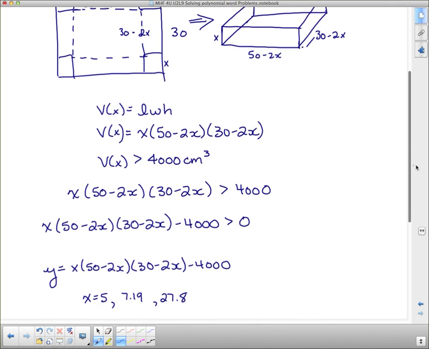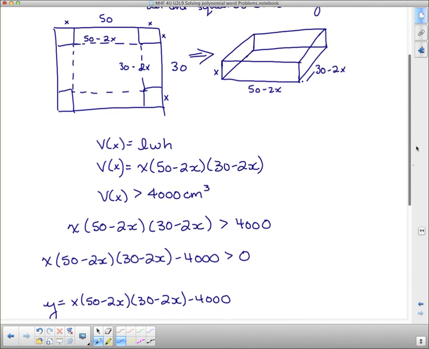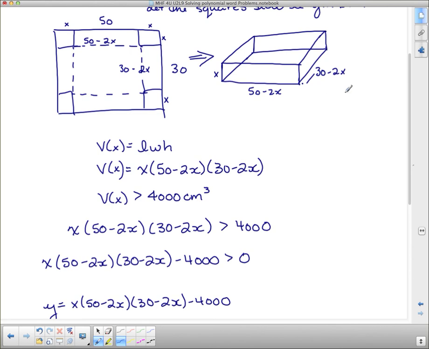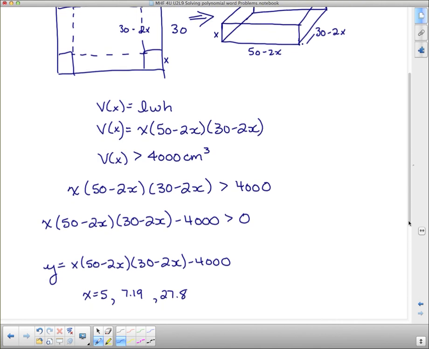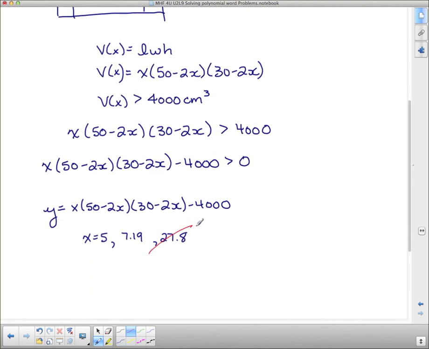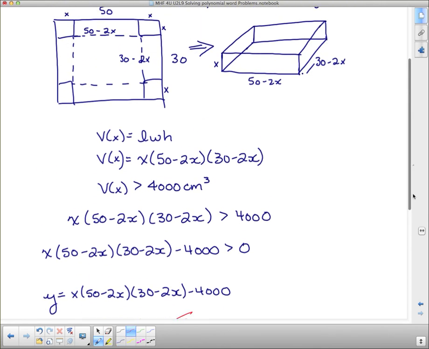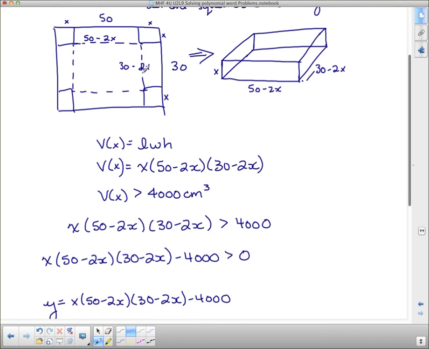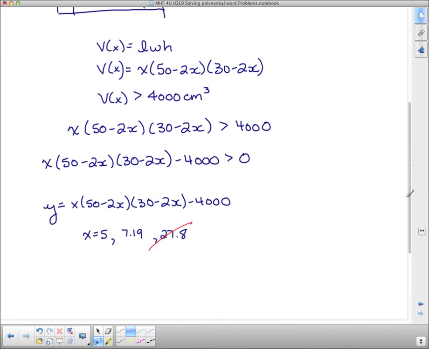So which value of x makes sense? Okay, 5, 7.19, or 27.8. Well, 27.8 makes no sense at all, because if I take 30 and I subtract 2 times 27.8, then this dimension becomes negative. And that's no good. So that doesn't work. 7.19 could be possible, and 5 could be possible. So these two things are possible dimensions.